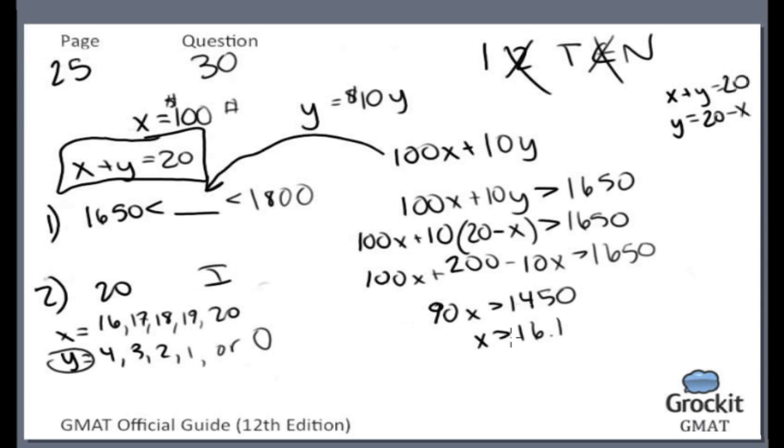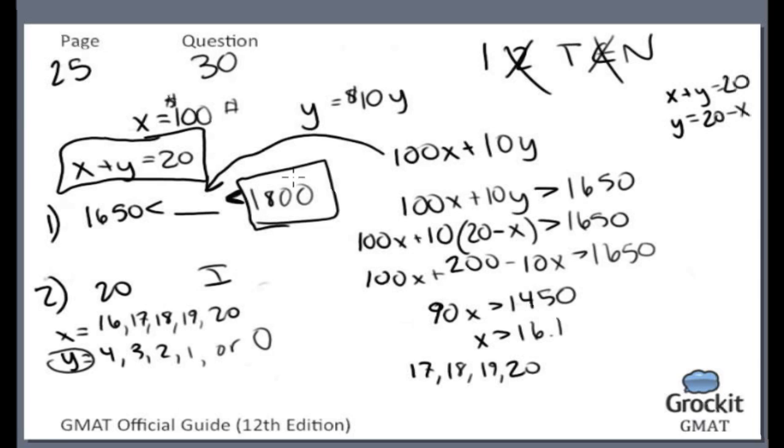It does still leave a range of values, but remember, we don't sell partial gift certificates. So that means that x, the number of $100 gift certificates sold, is either 17, 18, 19, or 20. However, we've also been told there's an upper limit on the total dollar value. So if there were 20 $100 gift certificates sold, we would be over the $1,800 total that we're after here.